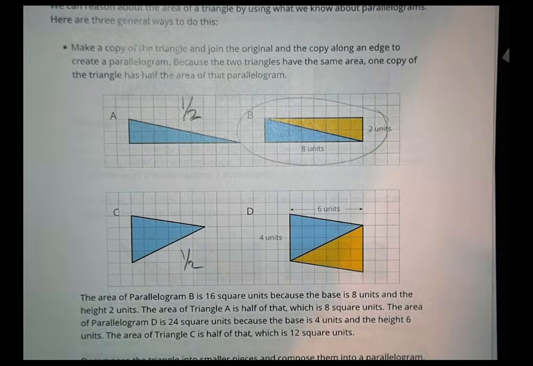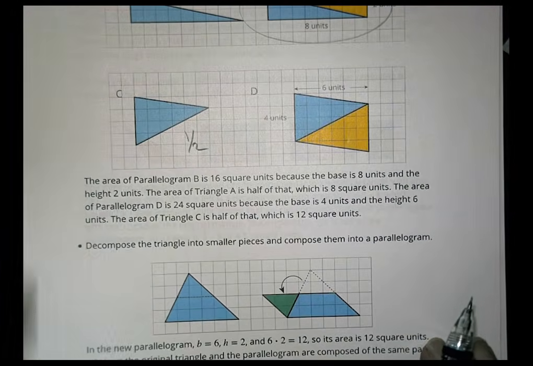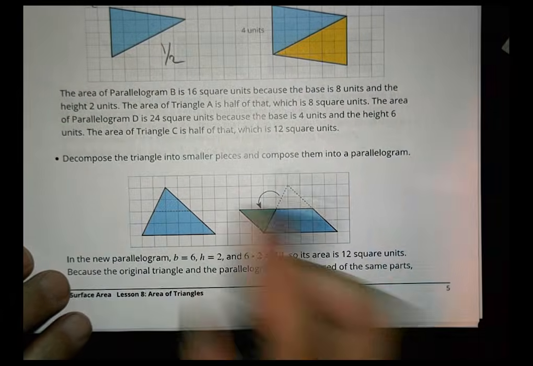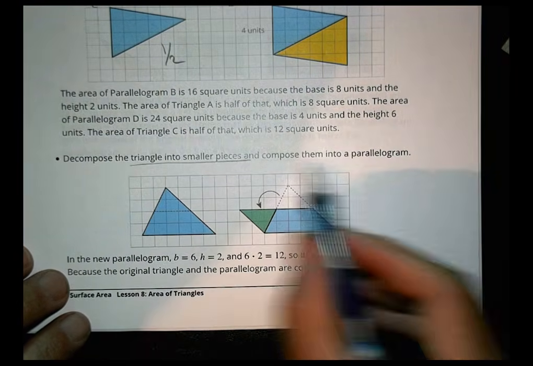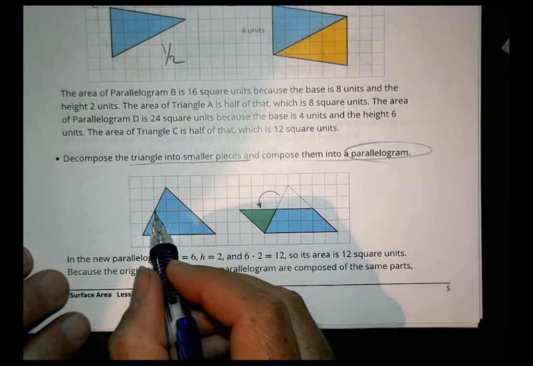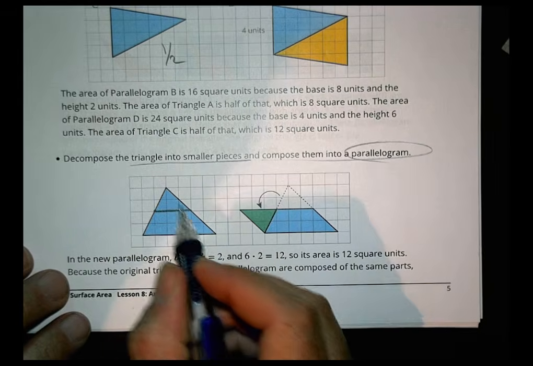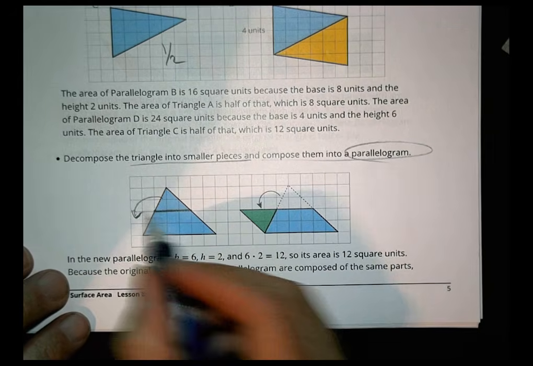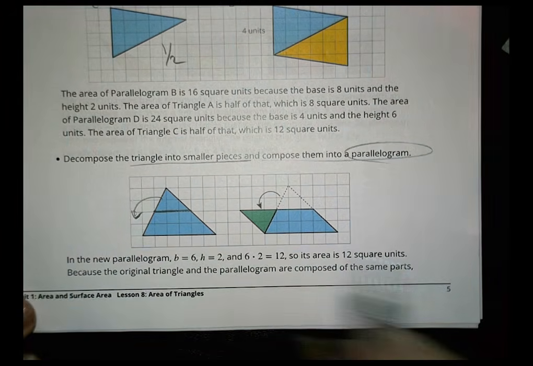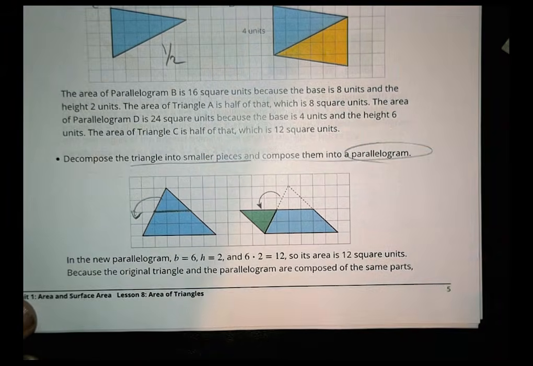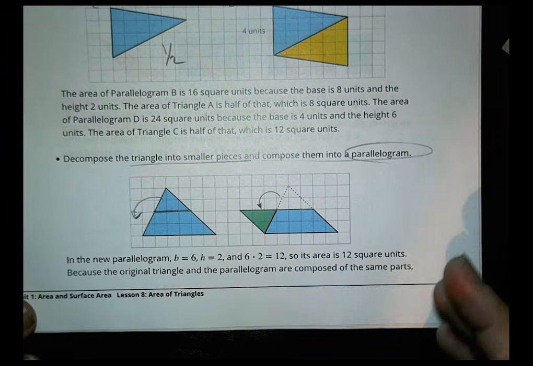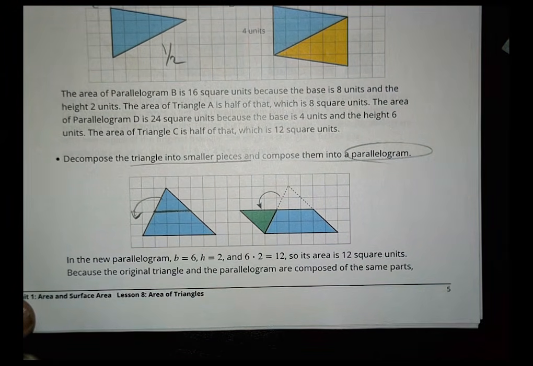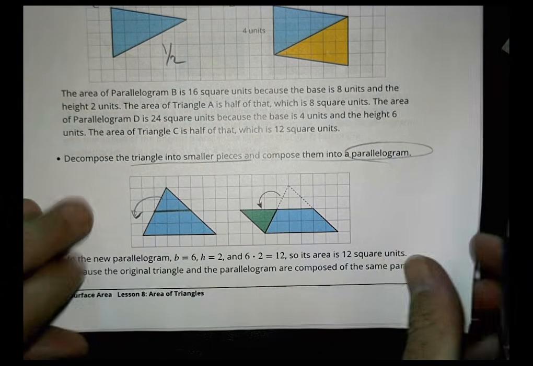Okay, and we can do that by making a copy here, making a parallelogram, and again, this is half of what that is there. We can also decompose, which we did just a second ago, a triangle into smaller pieces and compose them in a parallelogram. So we could cut this at a midpoint here, and we can move it around and end up with a parallelogram, and that works out. You probably won't do this one as often, but it can be done, and it does work for what we're doing. Okay, so no problem there. Yeah, so that works out just fine.